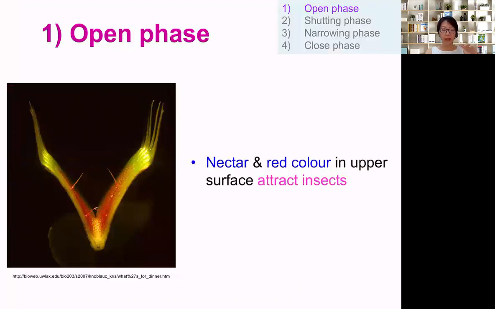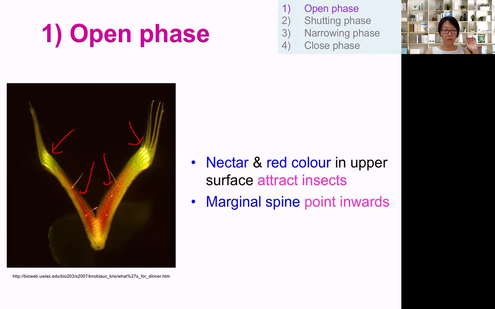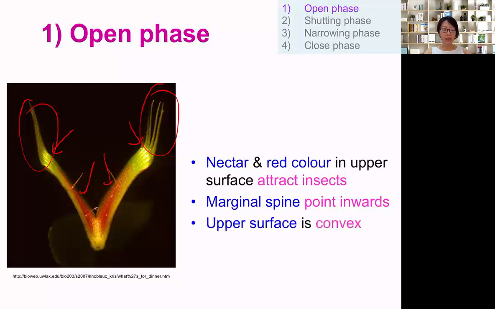So the nectar and red color are on the upper surface in order to attract insects. Nectar will be secreted here, and the red color is here. So this will attract the insects. And the marginal spines are those spines here, right? The marginal spines are pointing inwards, getting ready to trap the insects. Then the upper surface of the lobe is convex. Convex means curving outwards. It is convex because it's V-shaped, an upside down V shape.